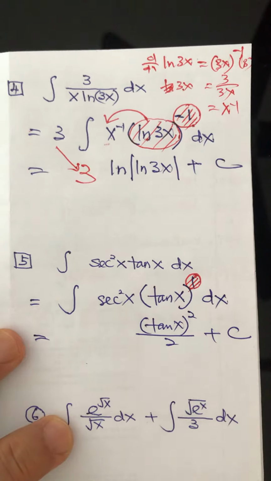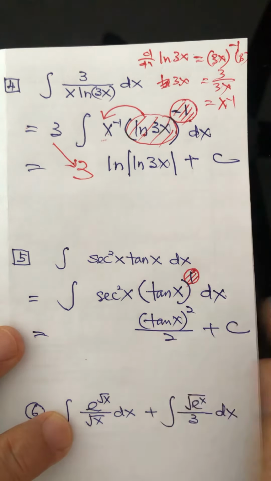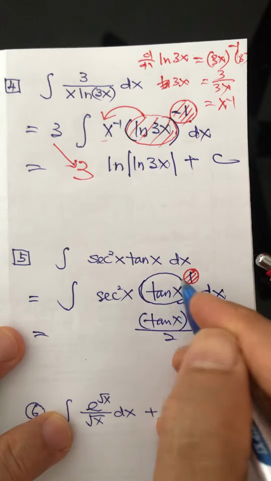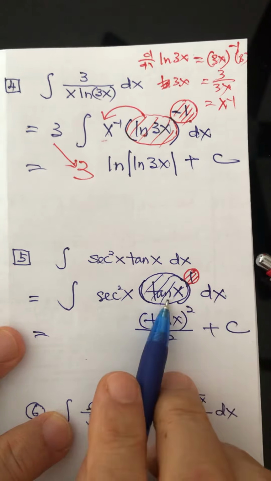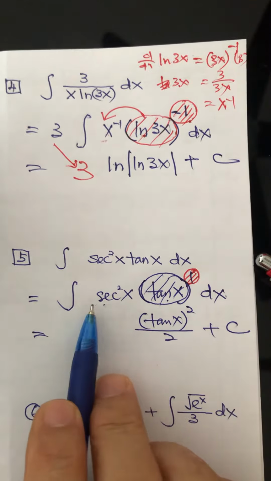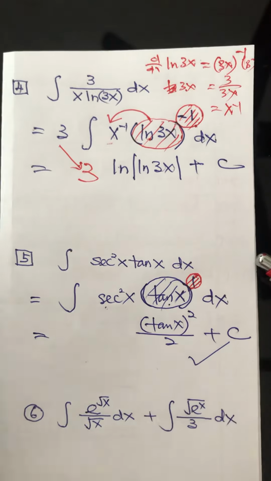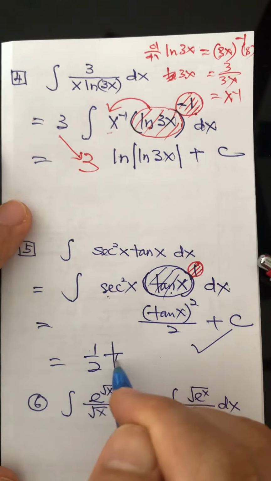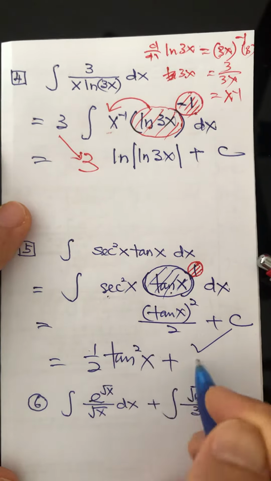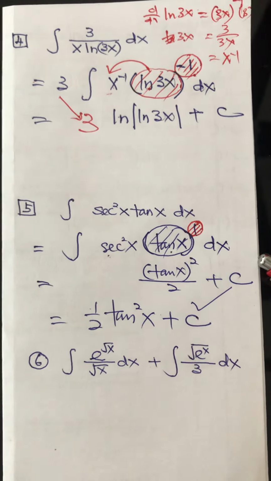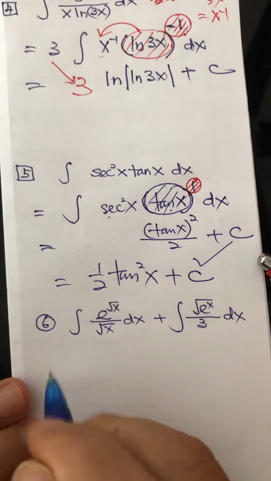Am I right? But here, after that, you still have to differentiate this. Is it? When you differentiate it, you get secant square. That means you don't have to add anything. It's already correct. So this is already correct. So that means the answer is half tan^2 x plus c. That's the answer. Okay, now come to the final one.